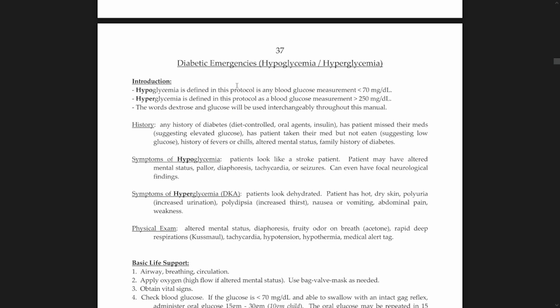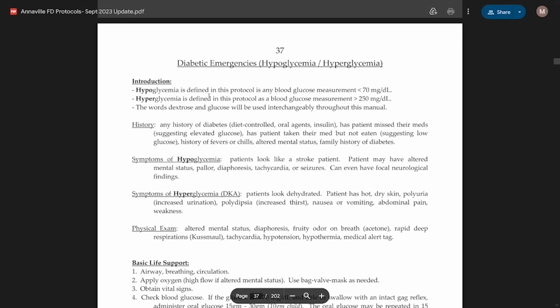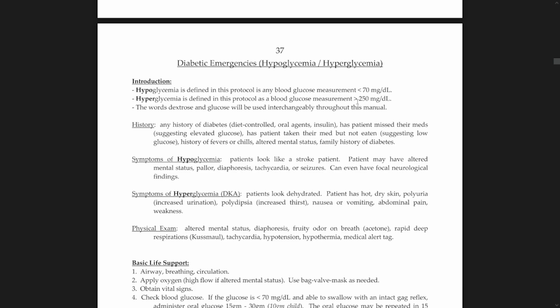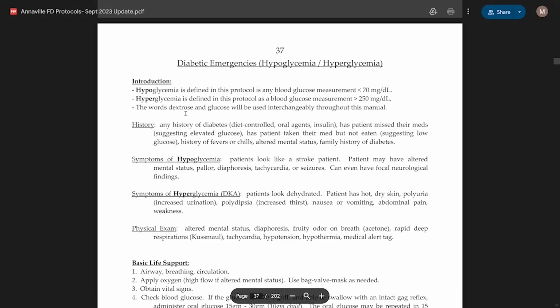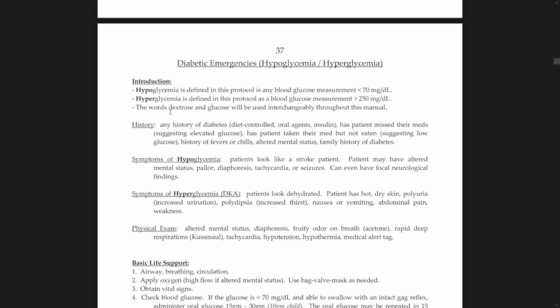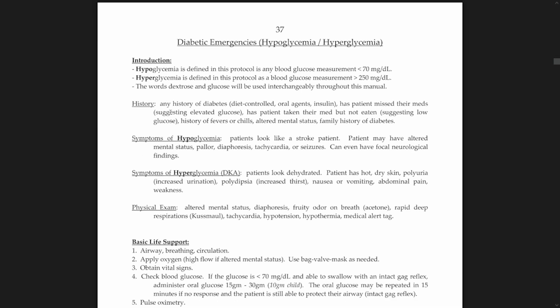For diabetic emergencies regarding hypoglycemia or hyperglycemia, in this protocol book, hypoglycemia is defined as any blood glucose measurement less than 70. Hyperglycemia is defined as any blood glucose measurement greater than 250 units. The words dextrose and glucose will be used interchangeably throughout this manual.